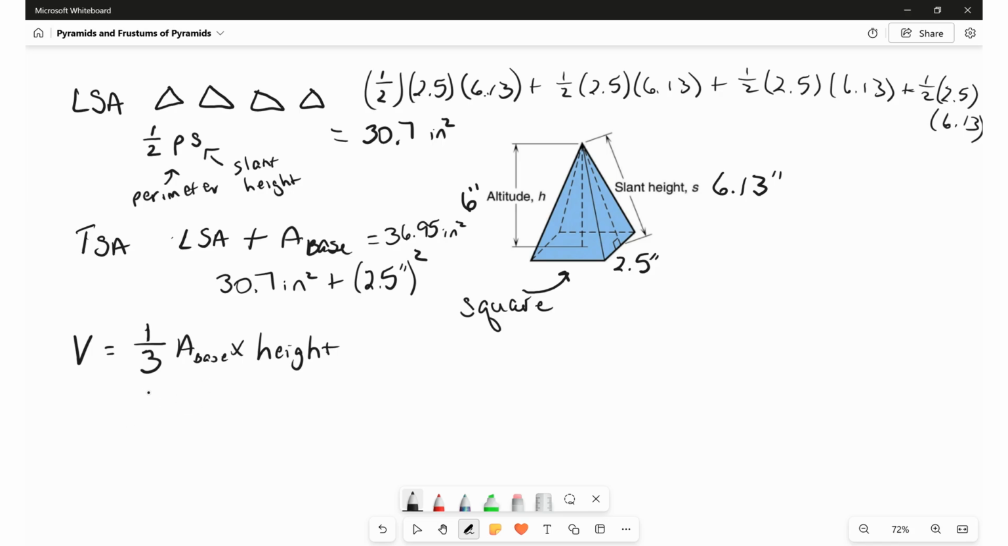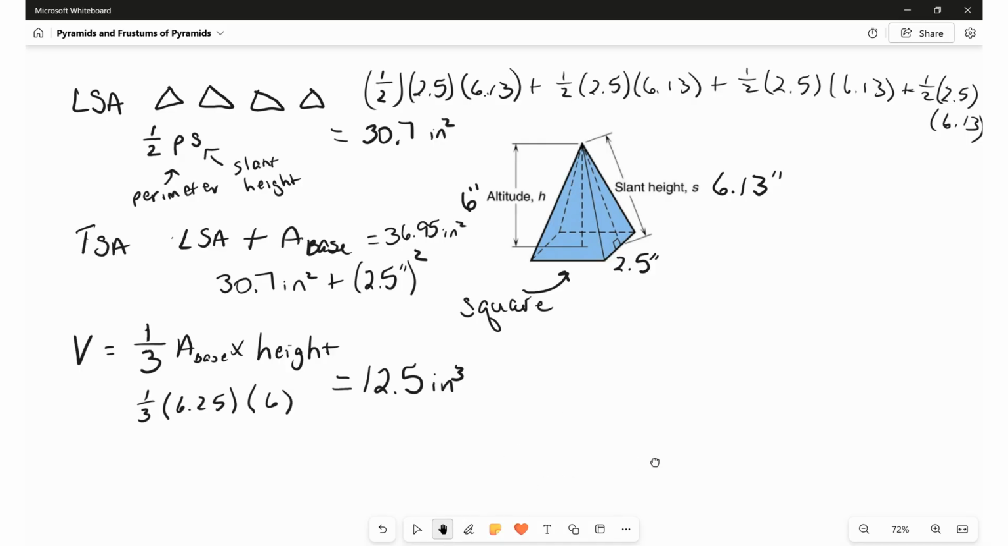So this ends up being 1/3 times 6.25 times 6, which means that our volume is 12.5 cubic inches. And that's all there is to finding the lateral surface area, total surface area, and volume of a pyramid.